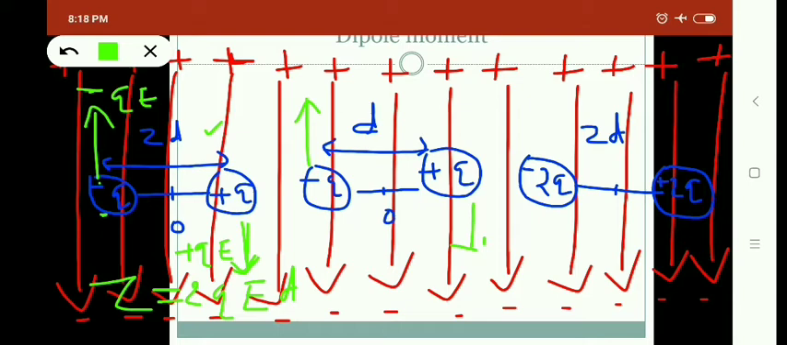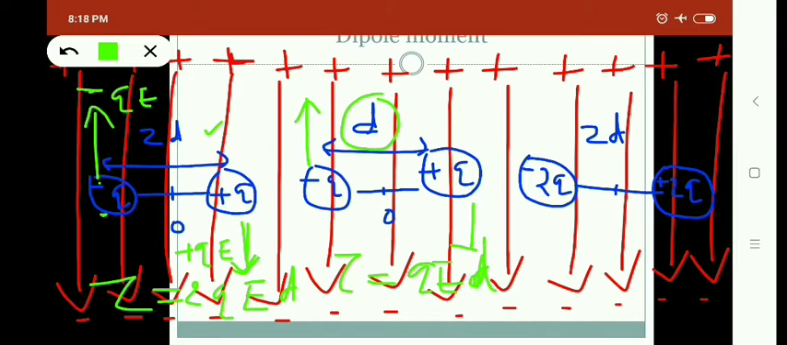As a result, torque comes into play, and due to this torque, this dipole will have a tendency to rotate, and both the charges will rotate in the same direction, that means in the clockwise direction. And what is the torque acting here? The torque is equal to force into perpendicular distance. What is the force here? QE is the force. And what is the distance? The perpendicular distance between the two forces is D now. So the torque is QE into D.